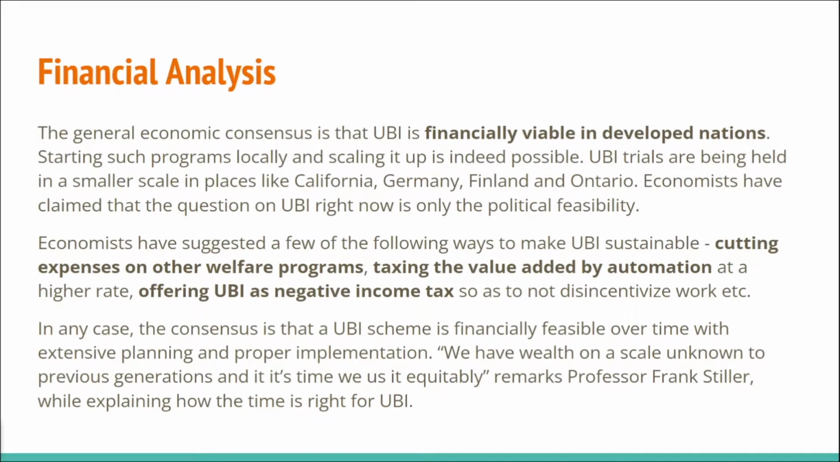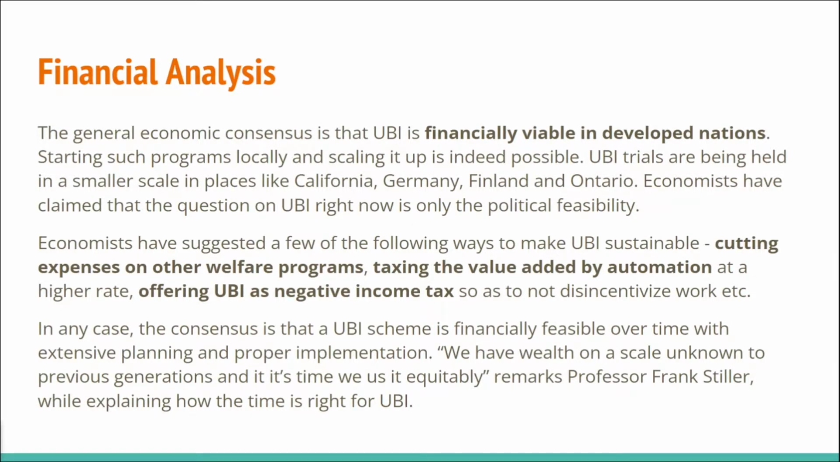Economics has suggested a few ways to make UBI sustainable. You could either cut expenses on other welfare programs and just provide UBI alone. You could tax the value added by automation, that is, the value added to the products by machinery, at a higher rate than normal taxation, or you could offer UBI as a negative income tax. This would address a main question which we will see in the future, that UBI disincentivizes work.